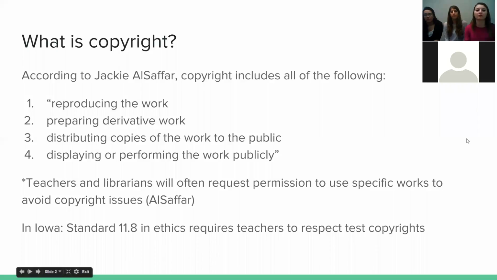So starting off, what is copyright? According to Jackie Alsoffer, copyright includes all of the following aspects: reproducing the work, preparing derivative work, distributing copies of the work to the public, and displaying or performing the work publicly all constitute copyright.